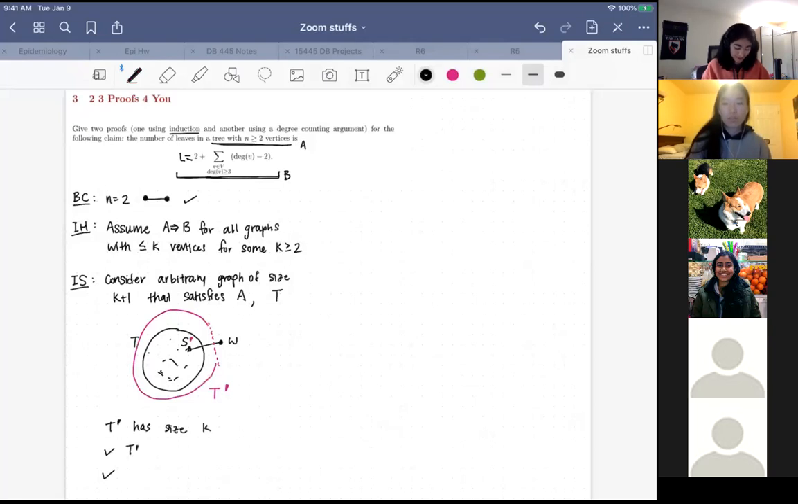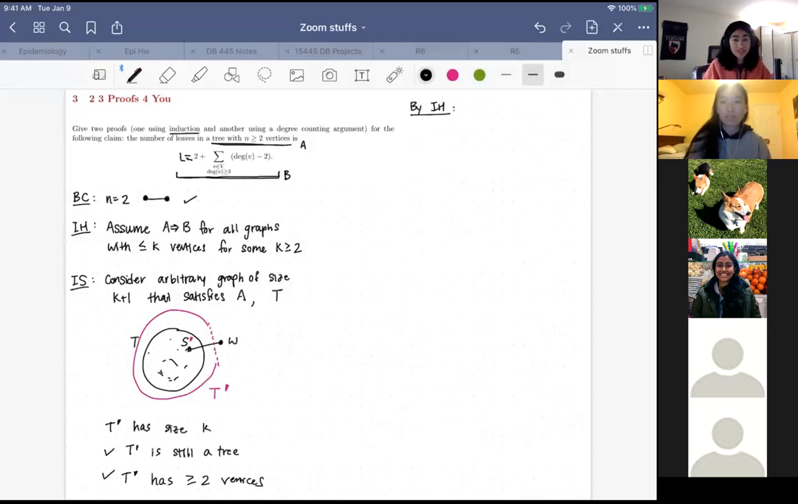And it turns out T prime is still a tree. This is pretty easy to see because we just removed one vertex and we didn't create any cycles, and we didn't disconnect the graph because we removed a leaf. So T prime is still a tree. And since it has size k, and k is greater than or equal to 2, we know that T prime has greater than or equal to 2 vertices. So T prime satisfies property A, so we can go ahead and cite our IH, and by the IH, T prime satisfies property B.